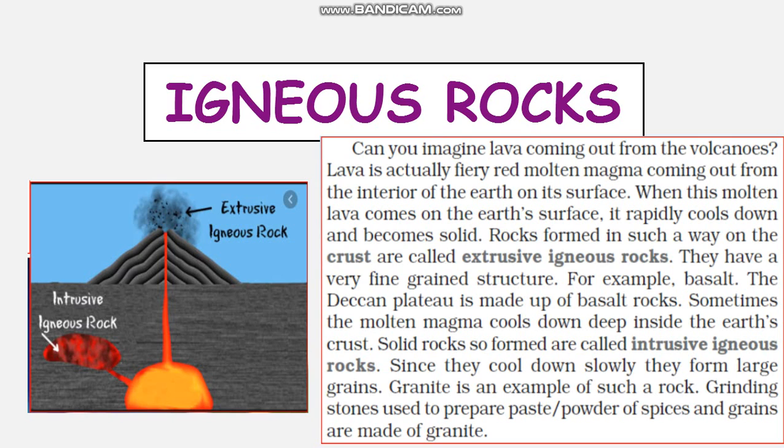Sometimes the molten magma cools down deep inside the earth's surface or the earth's crust. The solid rocks so formed are called intrusive igneous rocks. As they cool down slowly, they form large grains. Granite is an example of such type of rocks. Grinding stones used to prepare paste, powder of spices and grains are made up of granite.